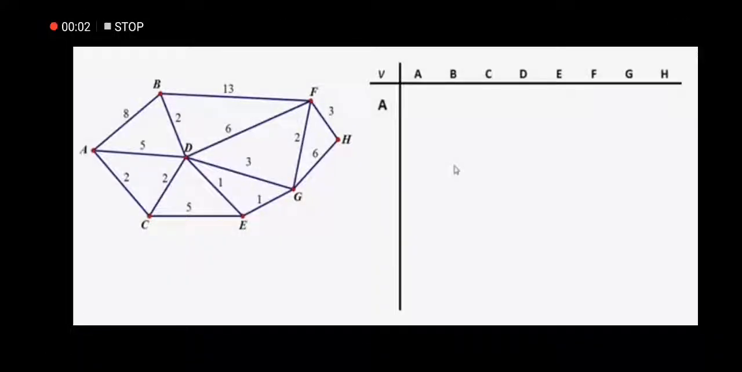Hi everyone. So today I will be explaining more about the Dijkstra algorithm. As you can see here, this is an example of a graph with the lengths.